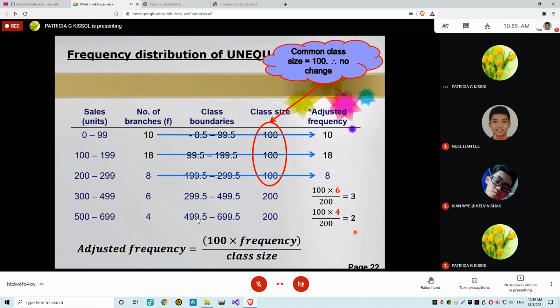Okay, so this is the formula actually. The 100 depends on your class size. Here it happens to be 100, but it's not a fixed value. It depends on your question also. Then times the frequency and divide by the class size.